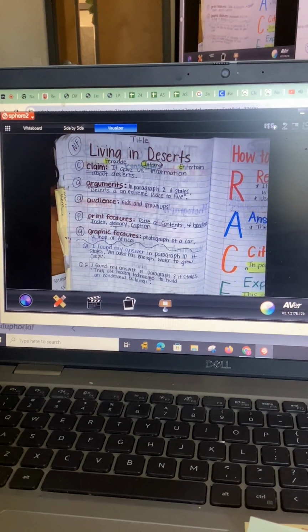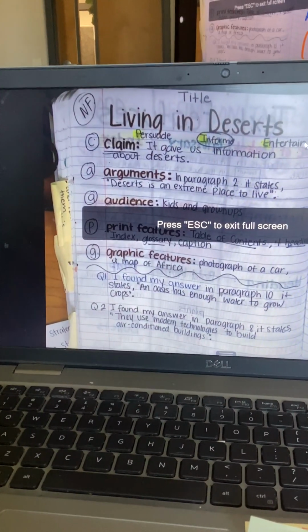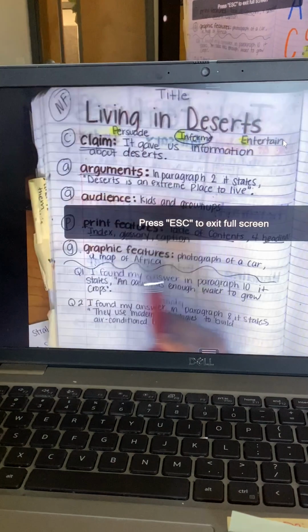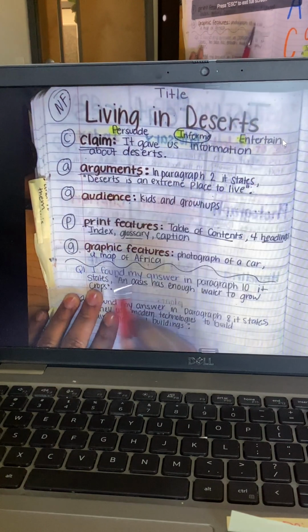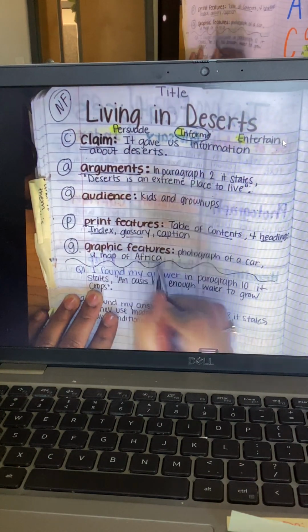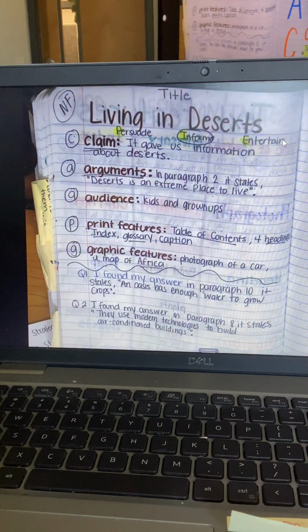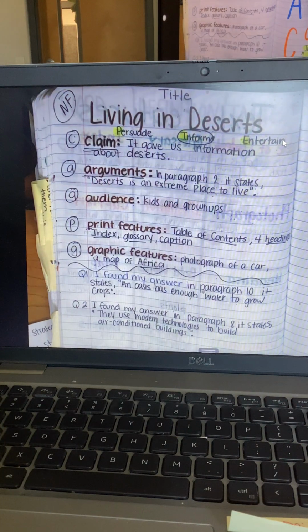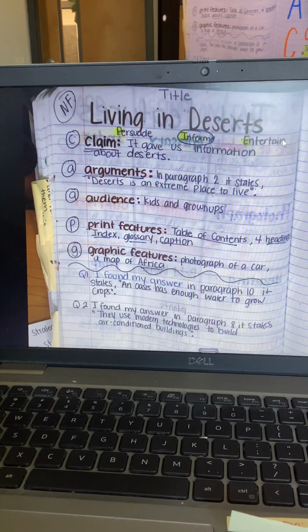I'm trying to emphasize to the students that with nonfiction strategies, just by looking at graphic features, you have a photograph of a car, you have a map of Africa, you already know what's going on before even reading. And so again, these strategies help them try to get as much information as possible before even reading.